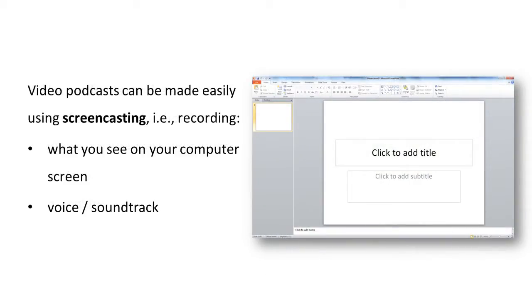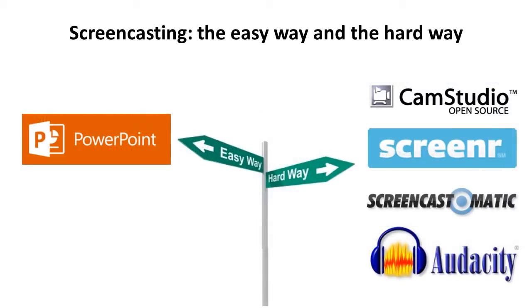There are several ways to prepare video podcasts, but the easiest one is called screencasting, which is simply recording what you see on your computer screen as well as a soundtrack like your voice. There are several screencasting tools on the market, and you can prepare your podcasts with open source software like Cam Studio, for example, which does a great job. Or you can use websites like Screener or Screencast-O-Matic, which allow you to screencast without installing anything on your computer because they use a JavaScript.